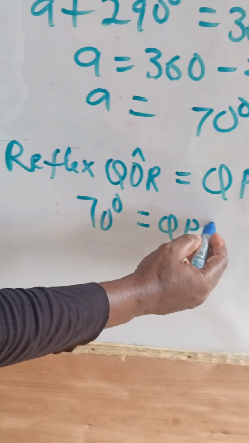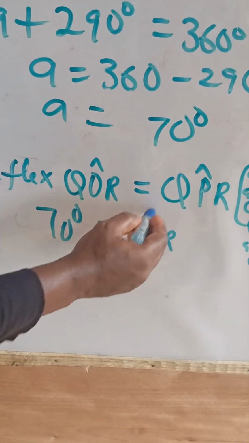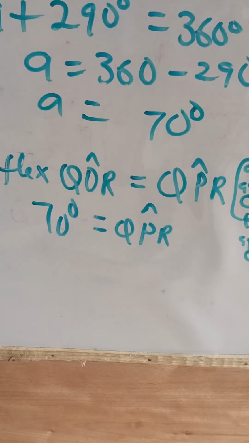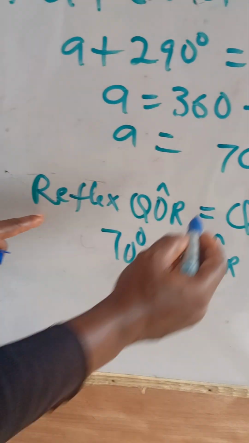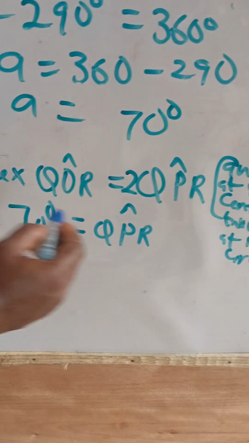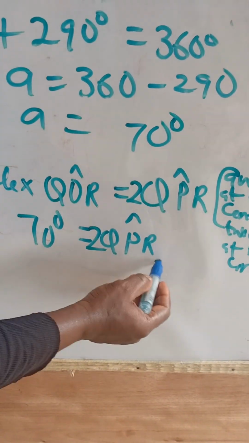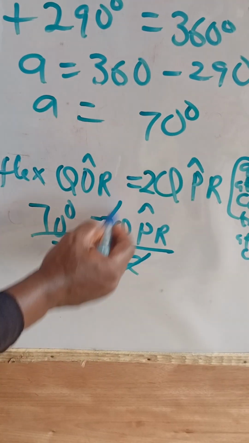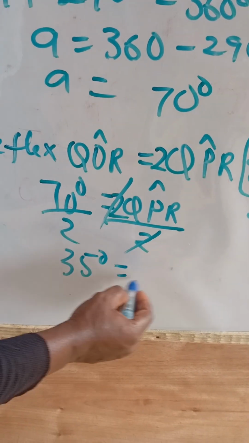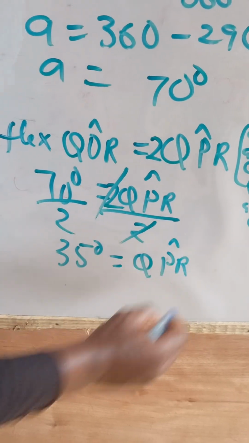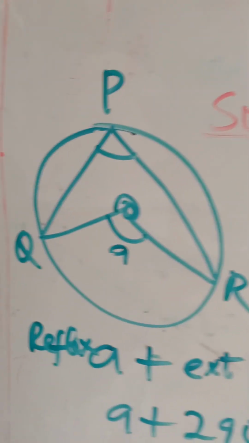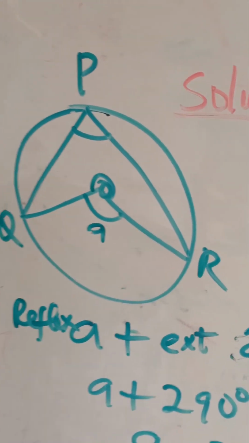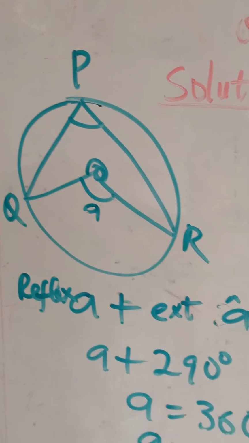So what do we get here? 70 degrees. Please, in WAEC, make sure you put this symbol of angle. Angle QOR is twice. Don't forget to put your twice. You can see. So divide both sides by 2. So this is 35 degrees. So QPR is 35 degrees. So no matter how short the question is, make sure you do it properly, especially if it comes out in theory. So let's go to the next question.